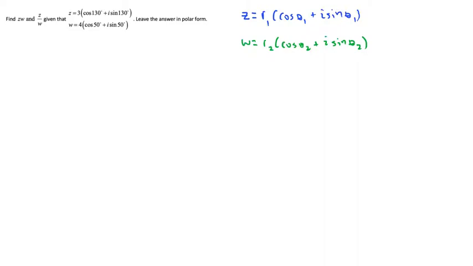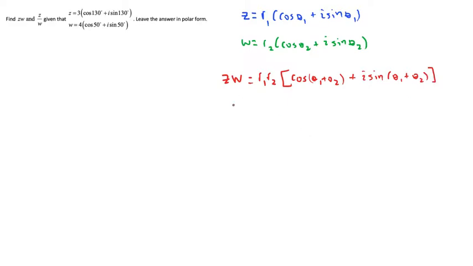So, what is the formula then? What happens when we multiply these together, z times w? Then we multiply r1 times r2 together, and then we need to add the angles together. So theta 1 plus theta 2: the cosine of whatever that is, plus i sine, and similarly, we add the angles together.